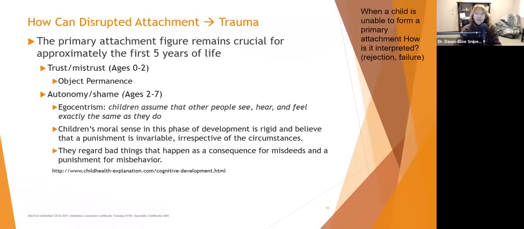The primary attachment figure remains crucial for approximately the first 5 years of life. Let's think about what's going on during that time. The trust versus mistrust, Erikson stage, 0 to 2, up until little Johnny's a toddler. He's learning to trust himself and trust his own bodily responses. And some kids start to toilet train around the end of this phase, but they're learning to identify what they need and figure out how to get their needs met. They're learning how to communicate.